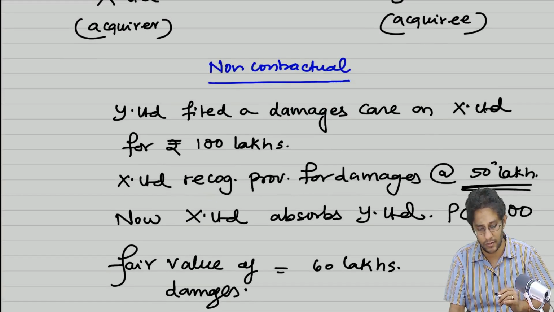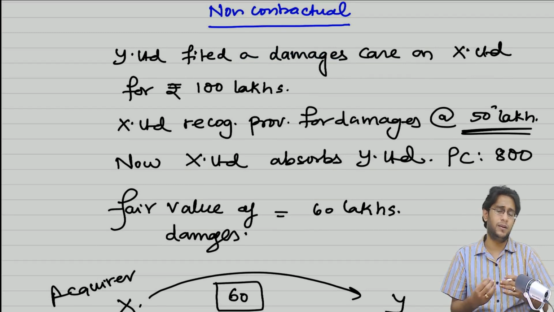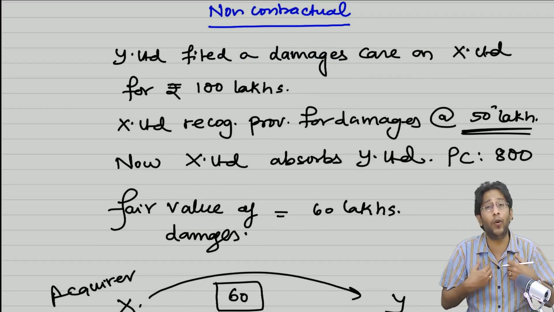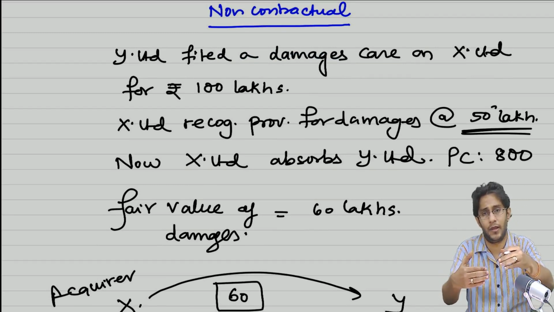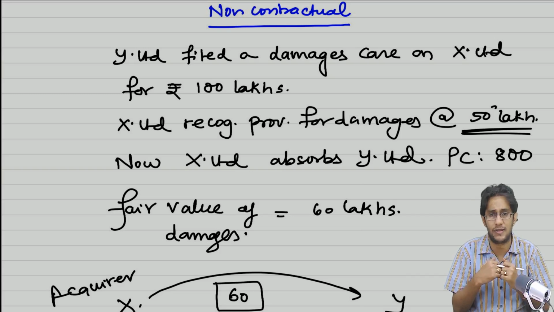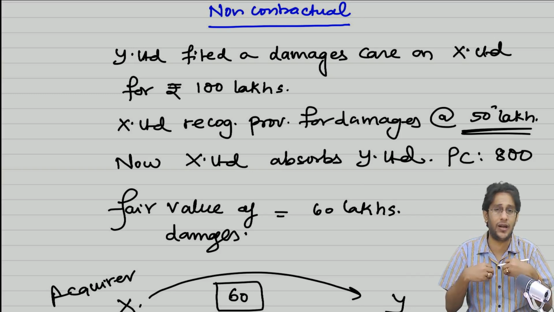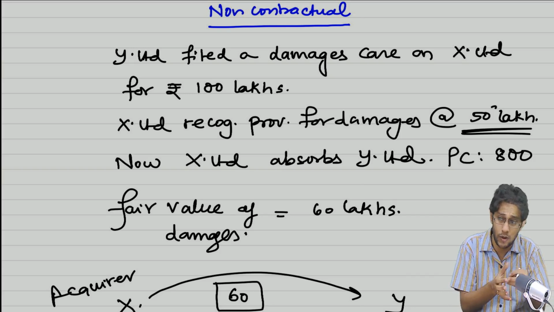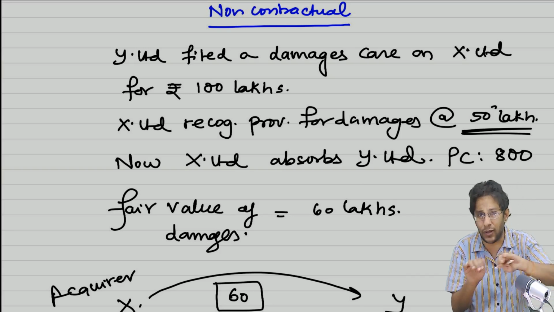Sir, so can I say like this? If the acquirer has to pay, and the acquirer is now taking over the selling company and we are paying PC, so whatever I have to already pay is now included indirectly in the form of PC. So we have to remove it.